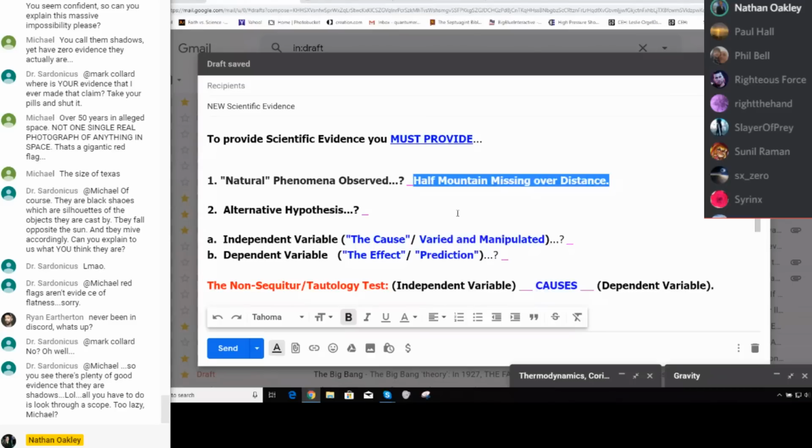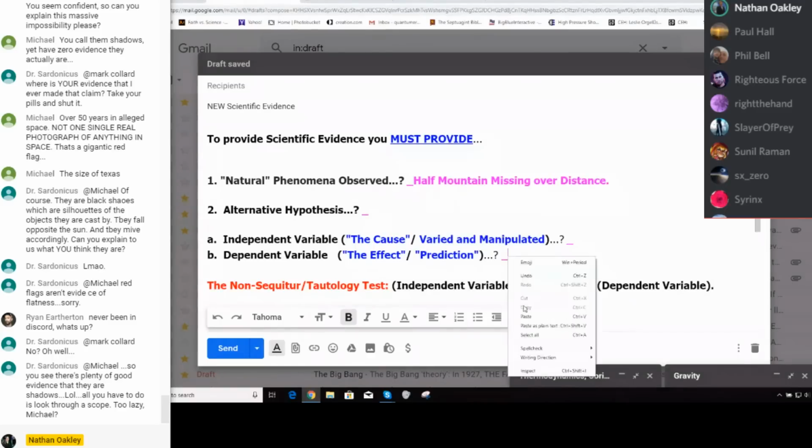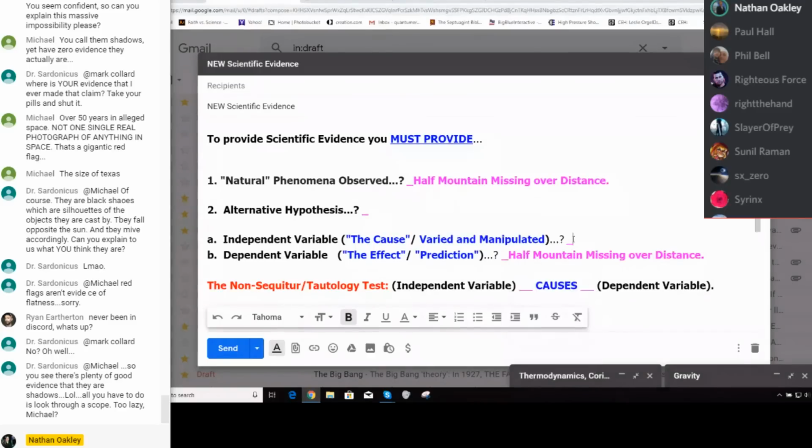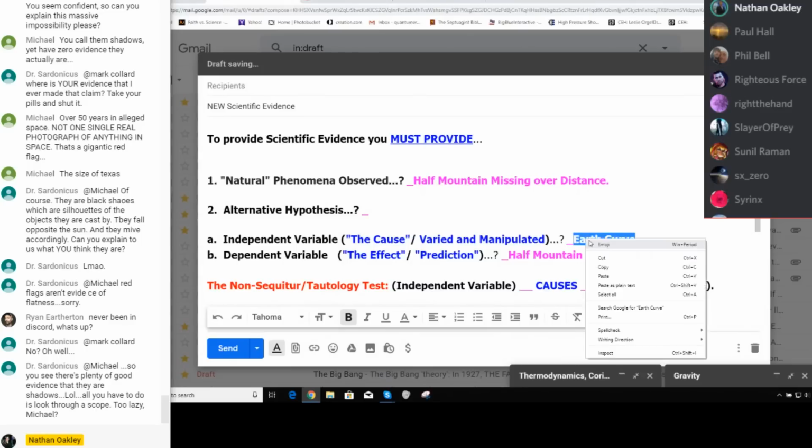Okay. What's the cause of your observation, or your independent variable, of half mountain missing over distance? The distance to the mountain. No, you didn't say that. You said Earth curve. The Earth curve is the cause. That's right. That's your independent variable, Earth curve. Okay, the Earth curve causes.